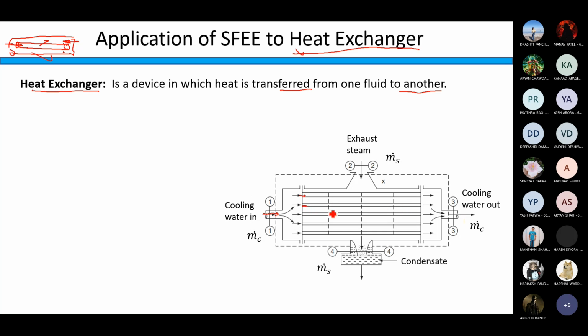So through the tubes the cold water, the cooling water, will enter here, and will come out from this passage and go. So the mass flow rate of cooling water is m dot c. At the same time, you will see from top to bottom there is the flow of the steam.